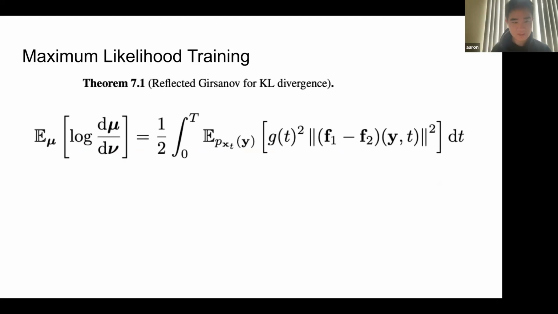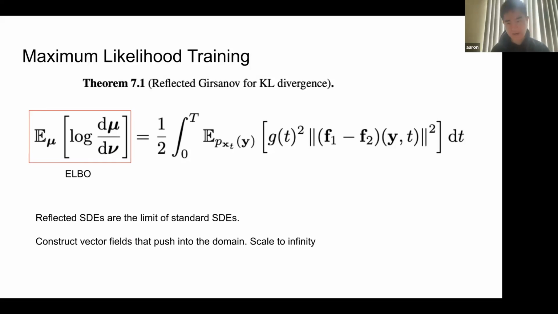And another point is that we can derive an ELBO for our diffusion model as well. Basically, what ends up happening is that you have this idea of a reflected Girsanov theorem. You can extend the standard Girsanov theorem, which is what you use to derive these maximum likelihood bounds for your standard diffusion models, to the reflected case. And then you basically get this expected value. This is effectively your ELBO, right there.